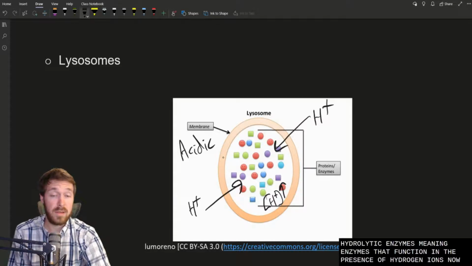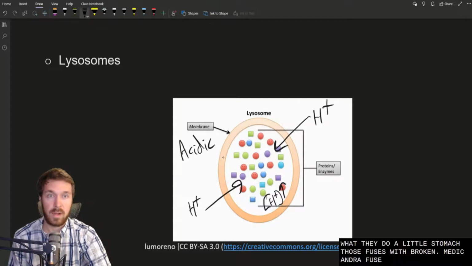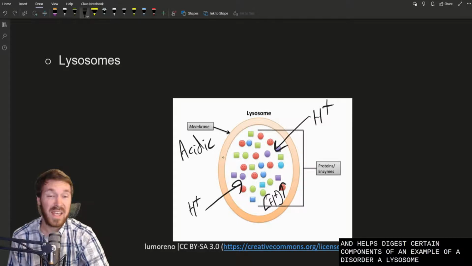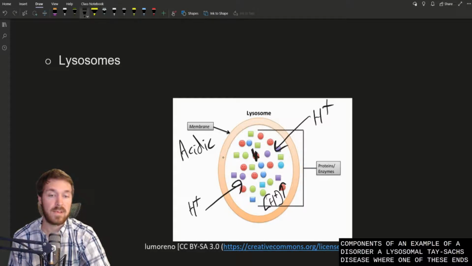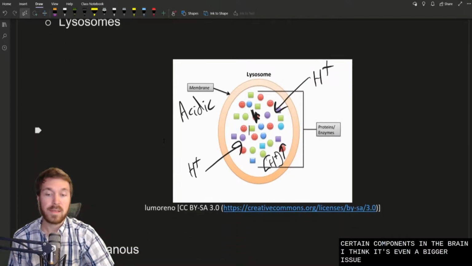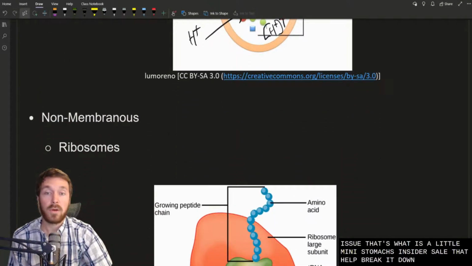Now, what they do, it's like a little stomach. This fuses with broken down mitochondria, fuses with food vacuoles, and helps digest certain components. An example of a lysosomal disorder is called Tay-Sachs disease, where one of these enzymes isn't made properly and they can't properly break down certain components. In the brain, I think it's even a bigger issue. So that's a lysosome, little mini stomachs inside our cell that help break it down. So those are all the membranous components.